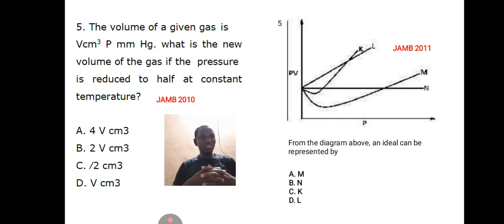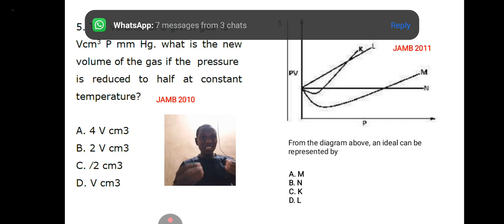Look at the second one, which is a graph, and they ask you, from the diagram above, which can represent an ideal gas. Do you know the difference between an ideal gas and a real gas? These two are not the same. So in this video, I'm going to make explanations in such a way that you'll be able to answer this question perfectly, and several others that are related to kinetic theory of matter that might look confusing. I will try as much as possible to make everything clear to you. So we are going to answer these questions now, and then we proceed.